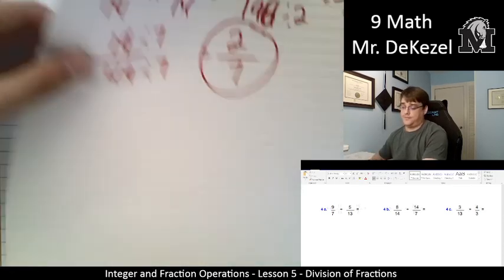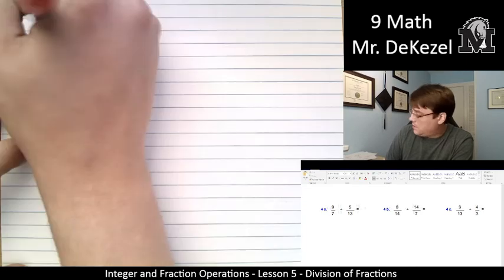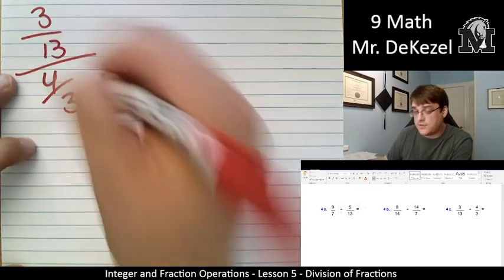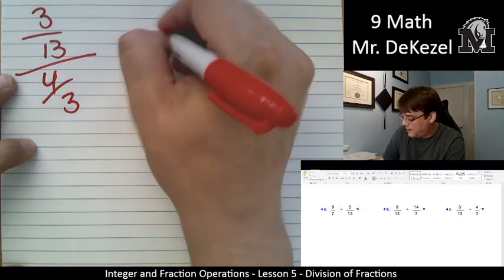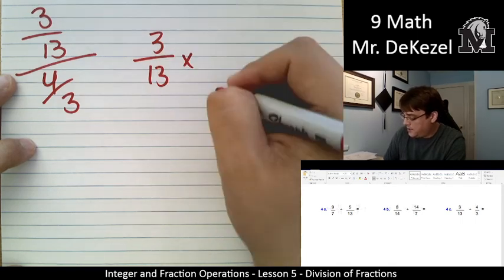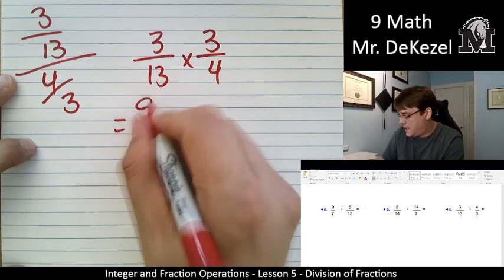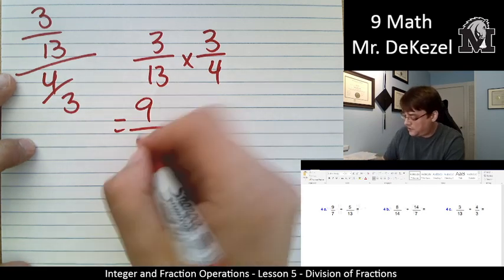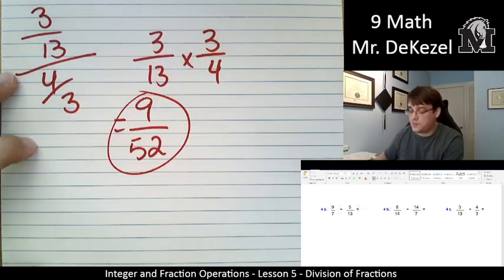Got one more problem to do. 3/13 all divided by 4/3. Right? We recognize the denominator on the bottom, so we flip it over and we multiply. 3/13 multiplied by 3/4. That is 9 over 13 times 4. I know that 13 times 3 is 39, so another 13 would be 52. And I believe that that is as low as we can go.